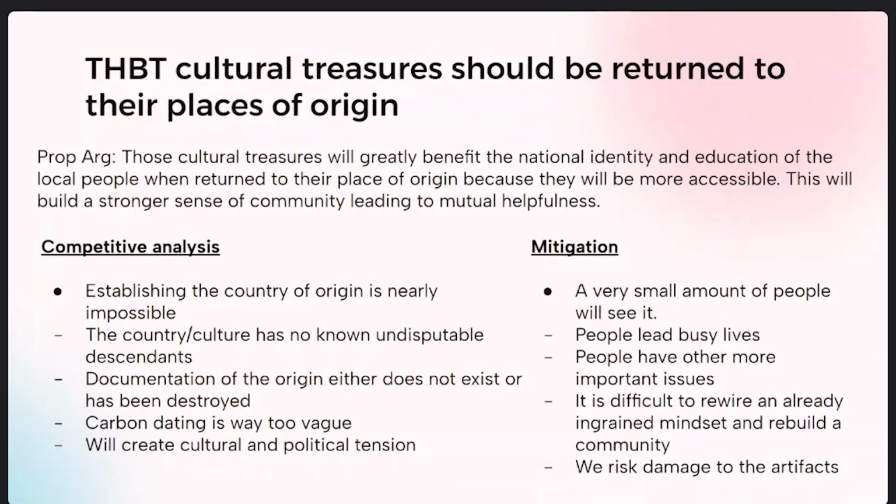Third of all, carbon dating is way too vague. Yes, it may narrow it down to a specific time period. Yes, you may vaguely be able to shape where geographically that happened based on the trends in history, but it is not pinpointed enough to be able to be given to one specific culture and one specific land in most cases. And taking all that in mind, it is way more dangerous to try and do this because it's uncertain, and due to that uncertainty, it will create cultural and political tension. This is a very extensive rebuttal that is majorly making it more difficult for the side of proposition to even be able to debate a case.